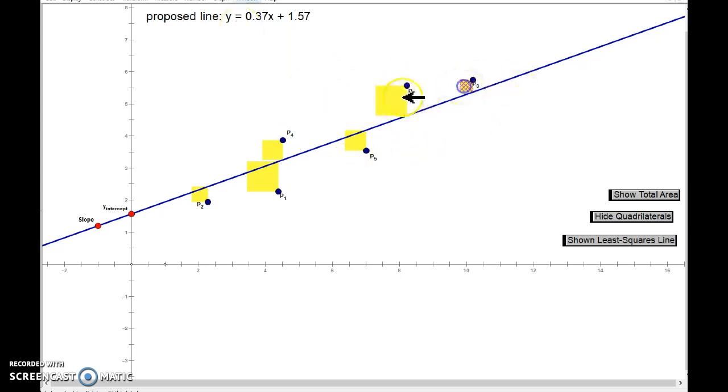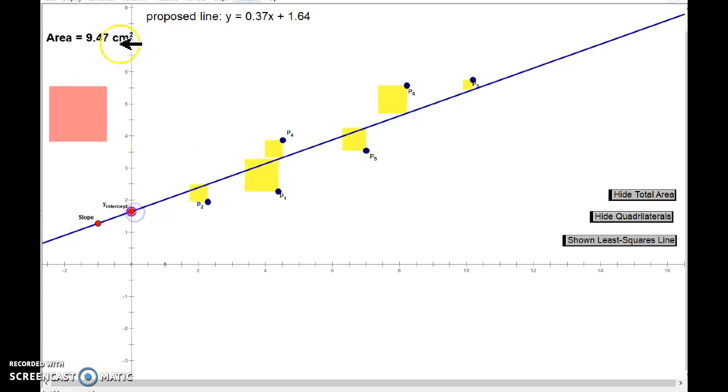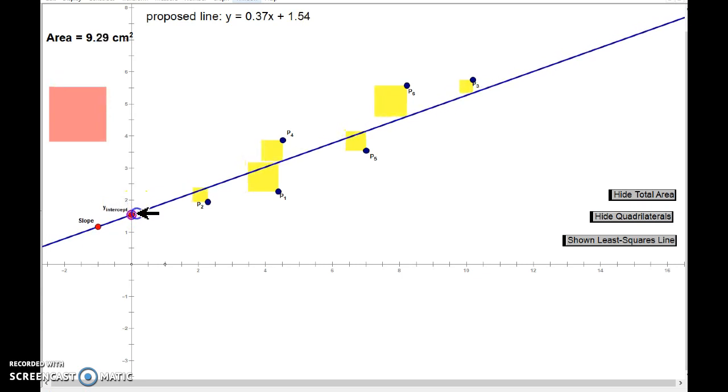And then I want to add up the sums of these. I want to add up all these. I'm going to show the total area. This rectangle here, this number, is the sums of all these areas. So what I want to do is I want to move my line around until that sum is as small as possible. So right now I got a 9.47. Can I get it smaller? Oh, 9.32. Oh, now it's getting bigger.